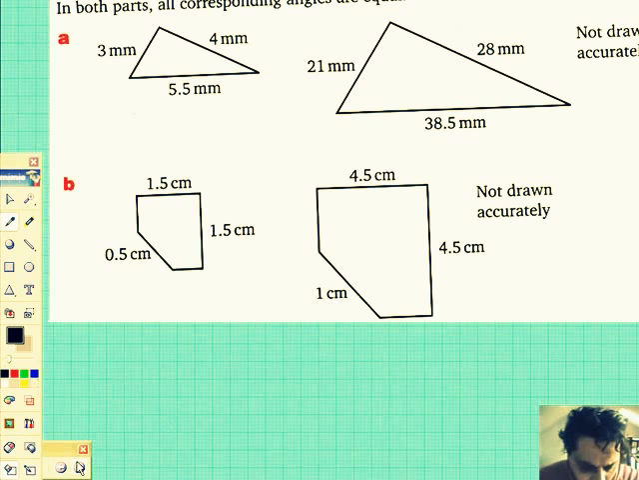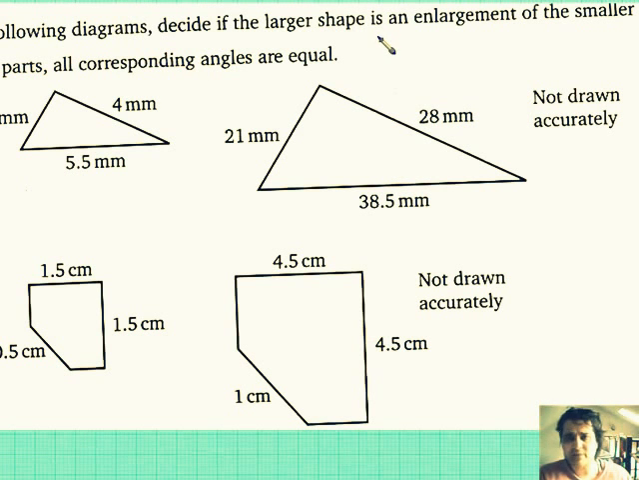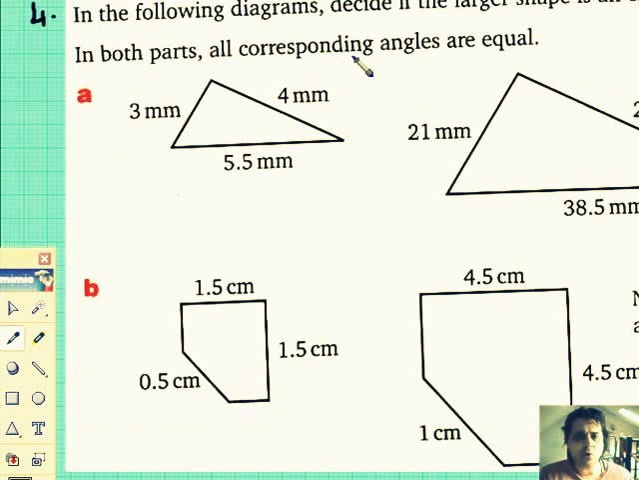Right, question 4. In the following diagrams, decide if the larger shape is in fact an enlargement of the smaller one. In both parts, all corresponding angles are equal. Well, of course, if all corresponding angles are equal, that really helps. So, are they enlargements of each other? Don't know yet. Let's just take a look.